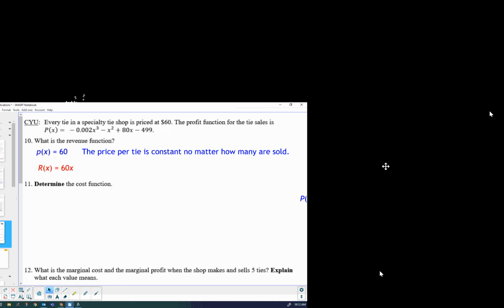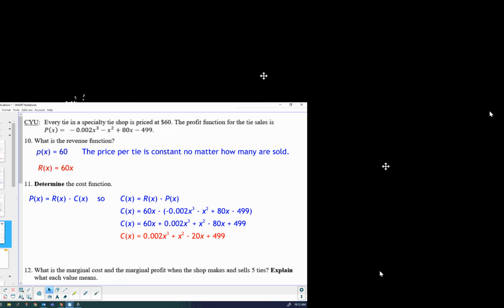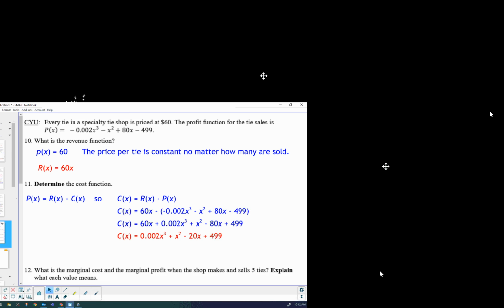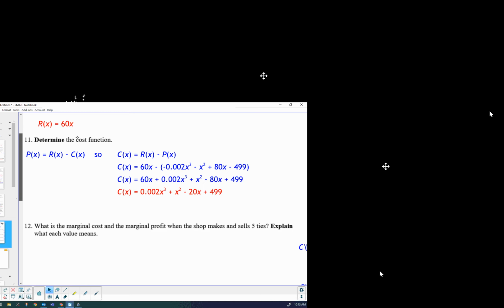That's the profit function, but this is the price function. So this is a lowercase p, that's an uppercase P. So be careful with the p's. To figure out the cost function, I know the price, I know the profit function, I know the revenue function, so I can just subtract to figure out the cost function. There we go. That's my cost function.